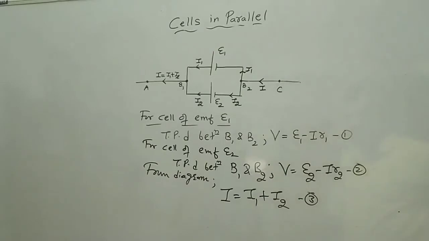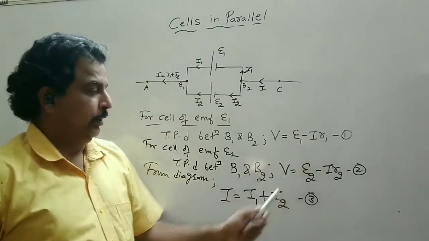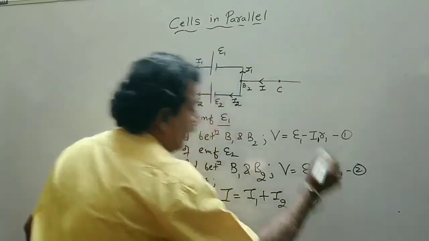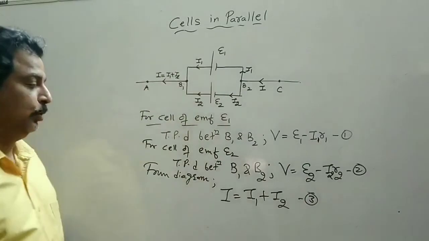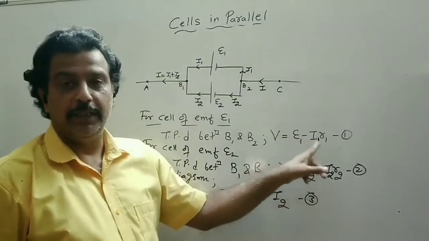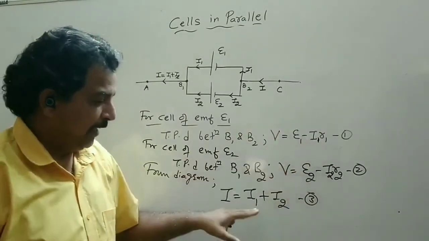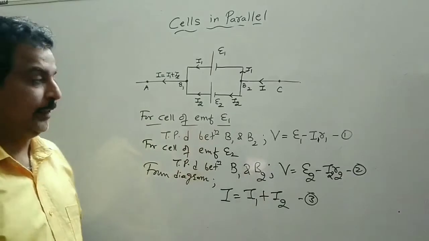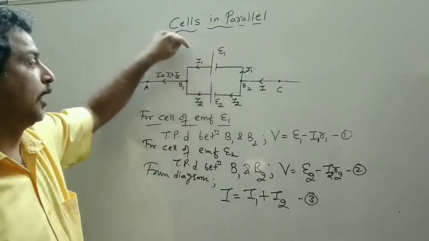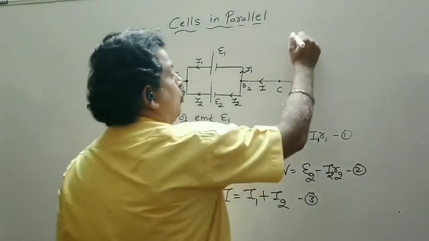So now I1 can be found. Here the currents are I1 and I2. Now I1 and I2 can be found from these equations, and then we substitute that I1 and I2 in equation number 3. Because the EMF is different, the current flowing out from each cell is different.